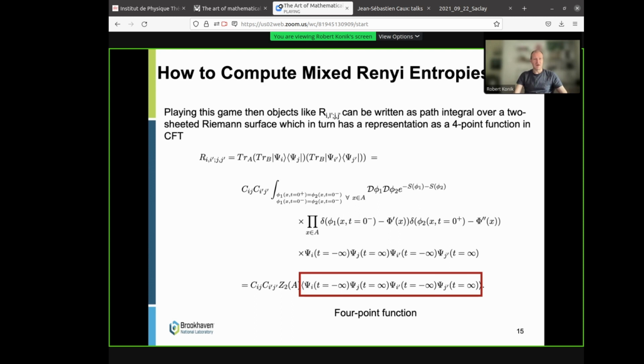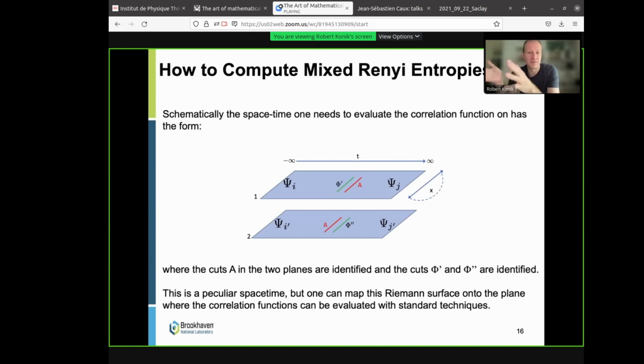Now, this four-point function is on a rather funny space-time for the second Renyi entropy. I pictured it here. You see that it's a two-sheeted Riemann surface with four sets of slits. Two slits marked A are identified, and then the slit phi prime is to be identified with phi double prime. Now, because of the magic of conformal maps, we can evaluate correlation functions on this space-time by doing a set of conformal maps and turning the system into a correlation function defined on a standard plane.